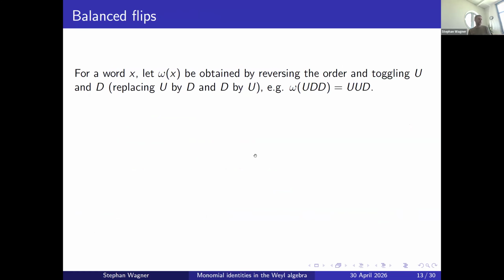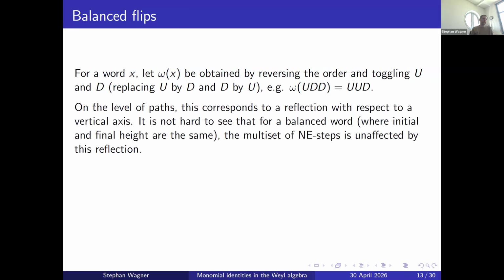A second operation that's kind of similar is balanced flips. So for a word x, I say that omega x is obtained by reversing the order and also replacing every u by d and every d by u. We call this toggling. So for example, if I take UDDU, I replace every u by d and every d by u, I would get DUUD, but I'm also reversing the order, so it becomes UUD.